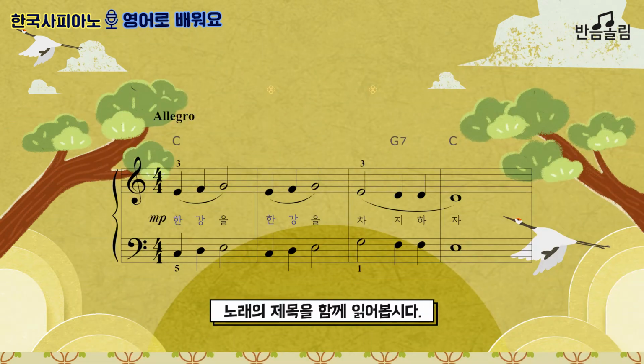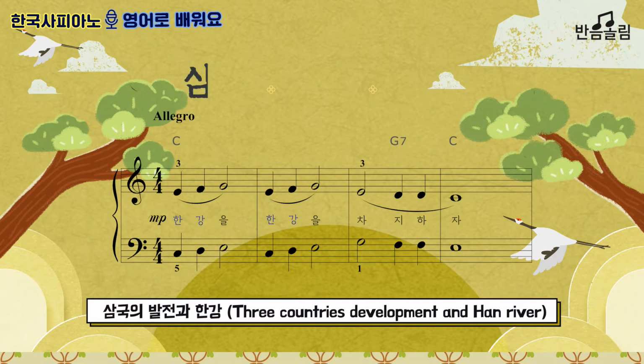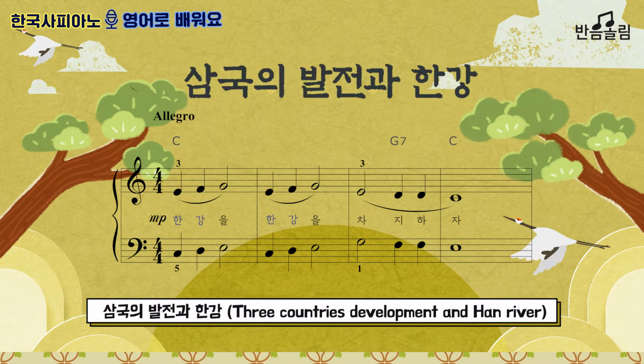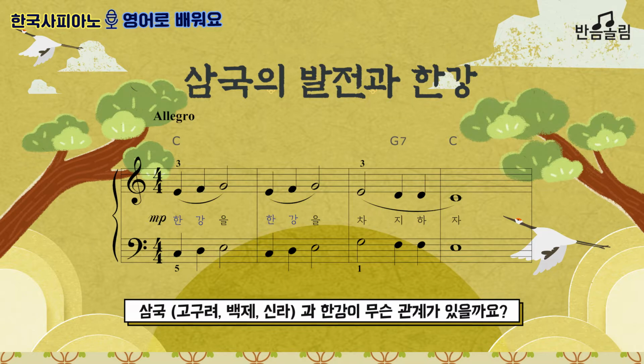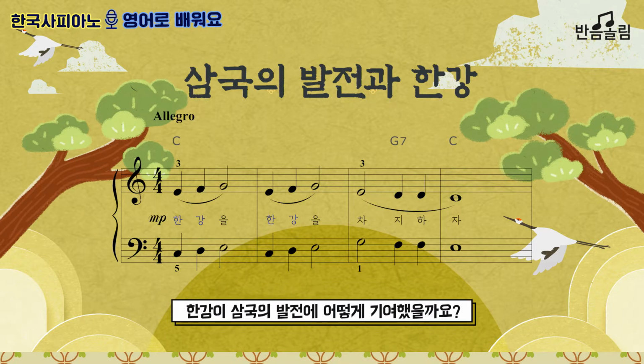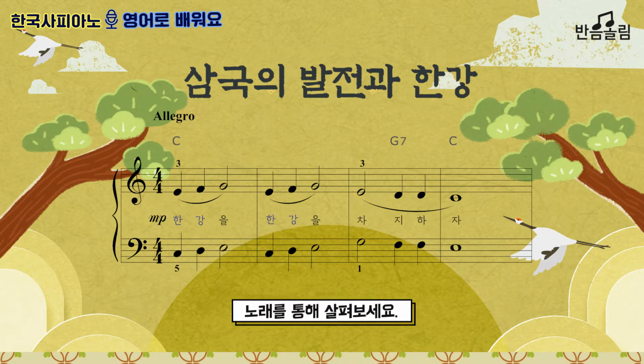Let's read the title of the song together. 삼국의 발전과 한강. Three countries' development and Han River. What is the relationship between the country and Han River? What did Han River contribute to the country? Take a look at the song.